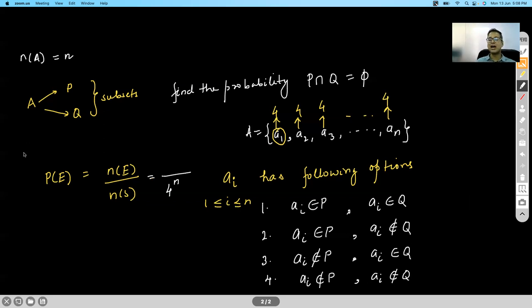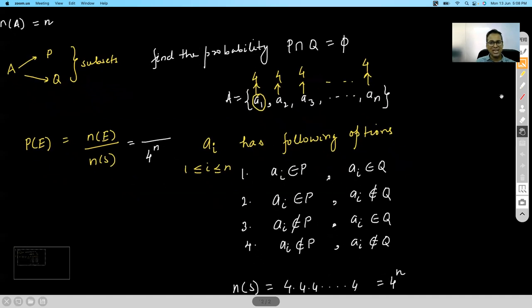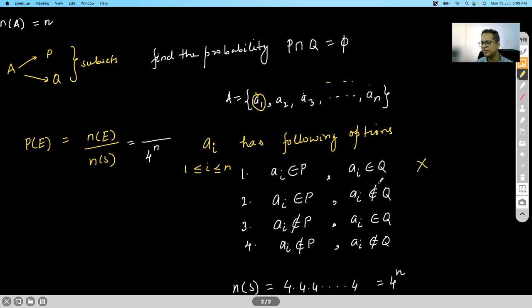Okay. The next thing is I want the intersection of subsets P and Q to be a null set. That means whatever element I'm looking at should either fall in one of the two or fall in neither of the two, isn't it? So can the first case happen? No, you will say this cannot be a favorable event scenario. Why? Because if that element falls in both P and Q, then their intersection will not be the null set, right? Their intersection will have that element common to both of them. But that is not what we are looking for. Our favorable event is not that.